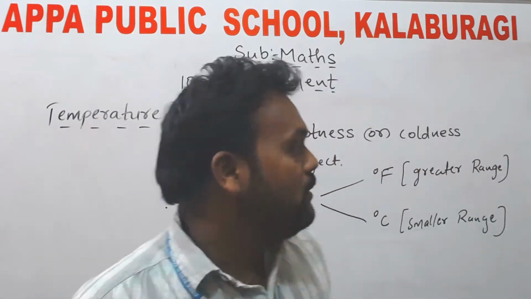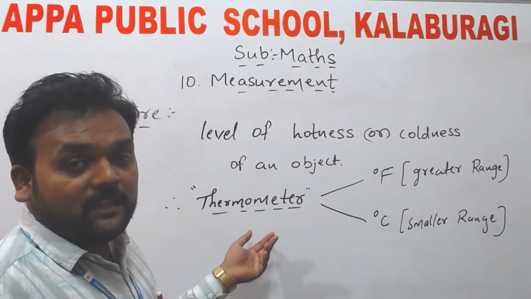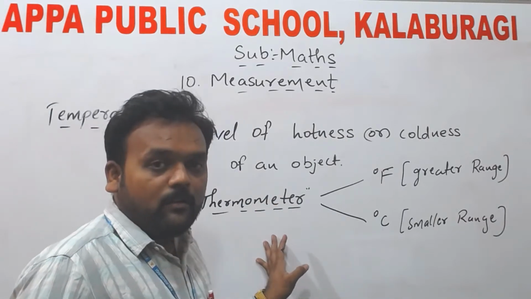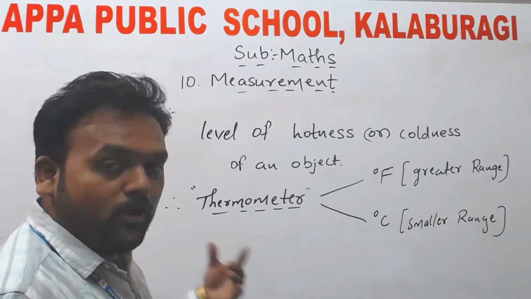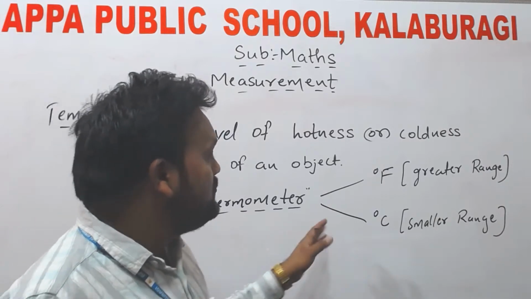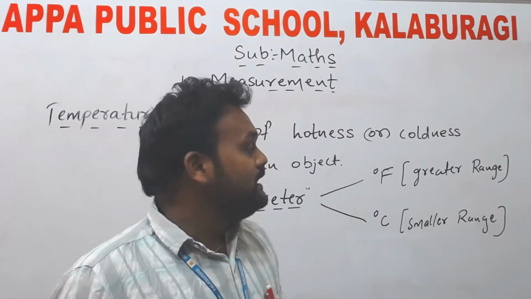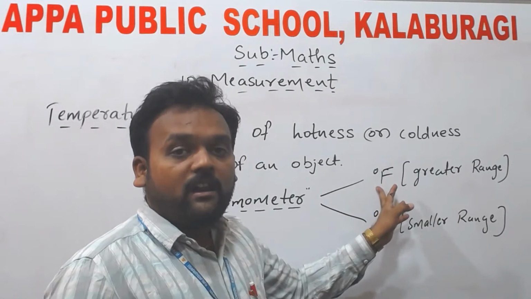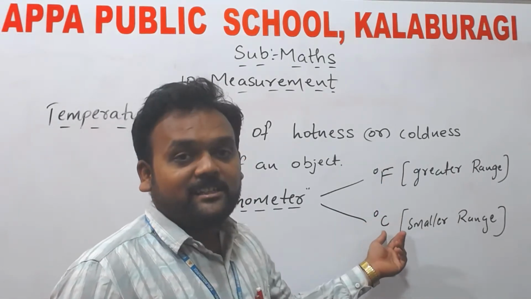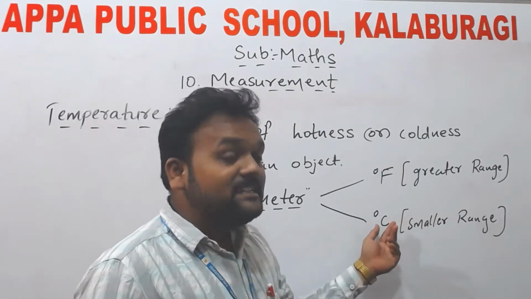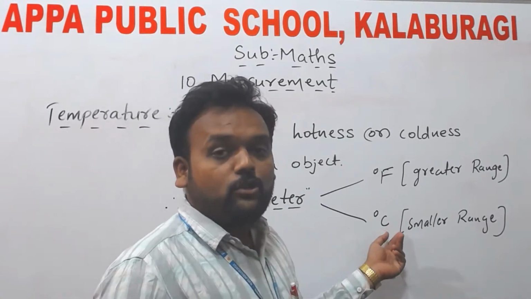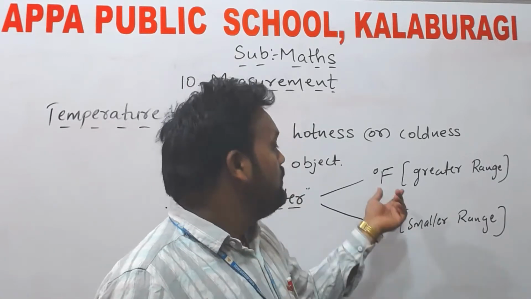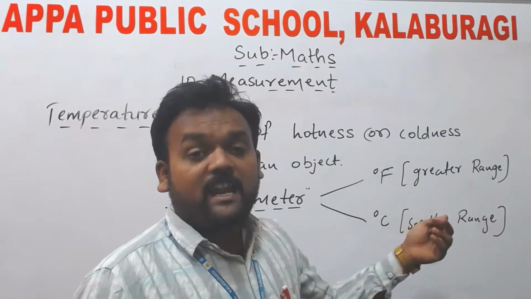See, what is a thermometer? Measuring the temperature of the human body or a body is called a thermometer. A thermometer has two scales. One is degree Fahrenheit, another one is degree Celsius. Degree Celsius is also called the centigrade scale. Degree Fahrenheit is also called the Fahrenheit scale.